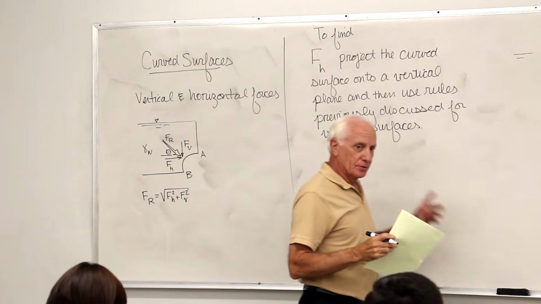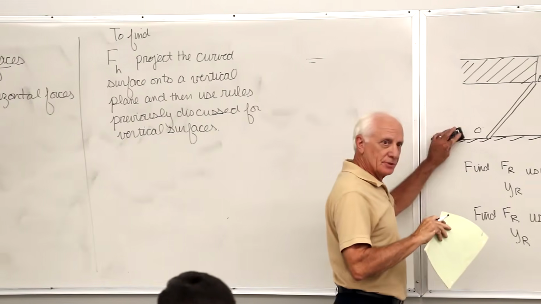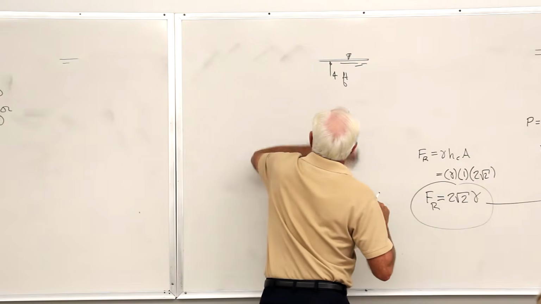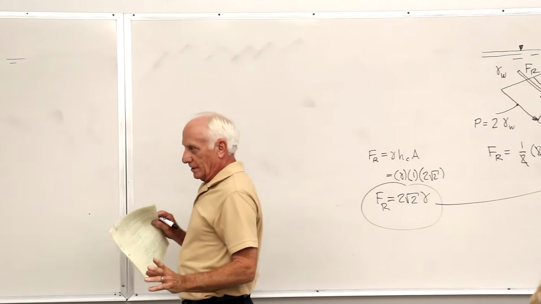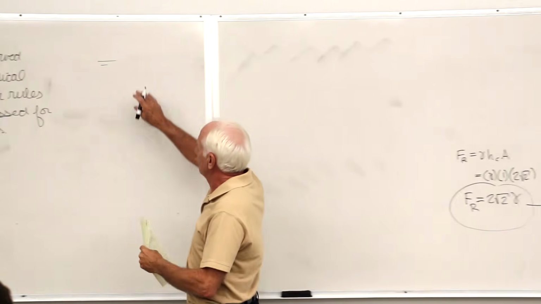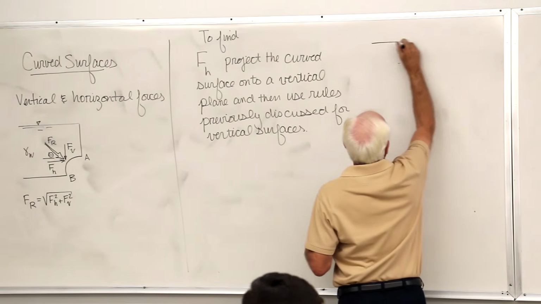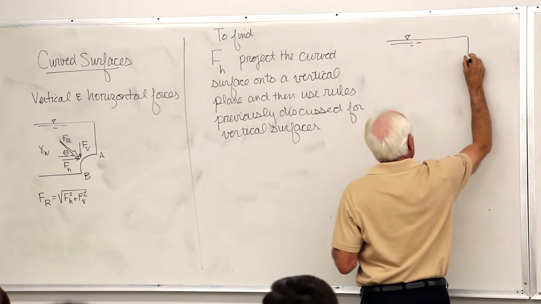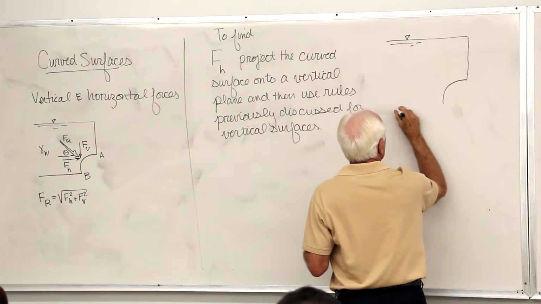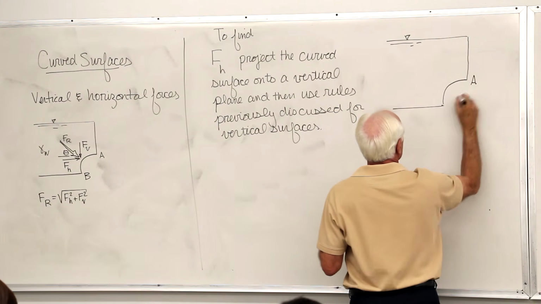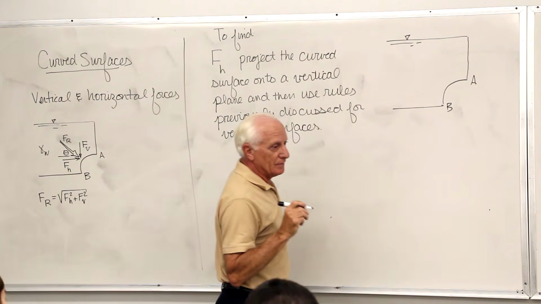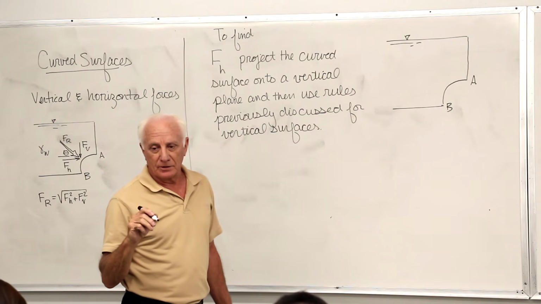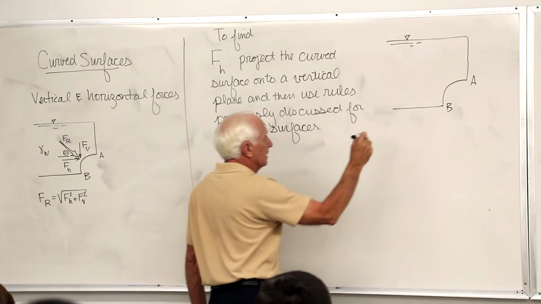Some textbooks go through this derivation. Other ones, like our textbook, choose not to. It takes about 1.5 to 2 pages. Okay, so if we've got a curved surface, I'll just draw the picture over here. If we've got this curved surface that looks like this, curved surface AB, to find the horizontal force on that curved surface, the first step is we project that curved surface onto a vertical plane. Okay.